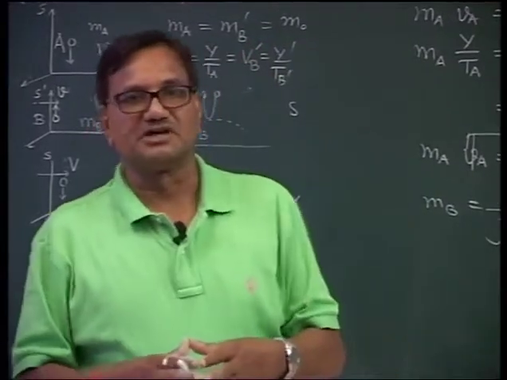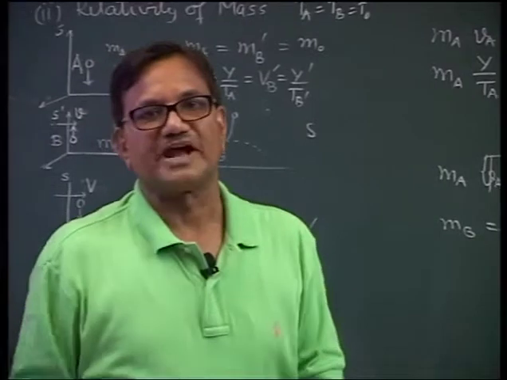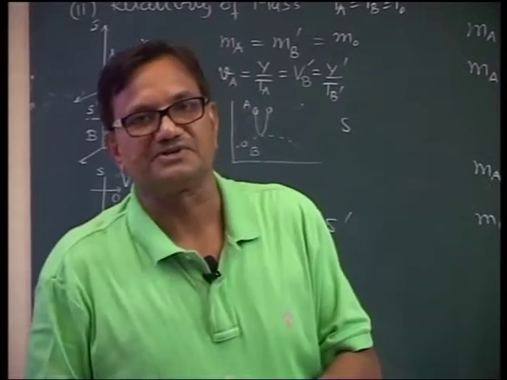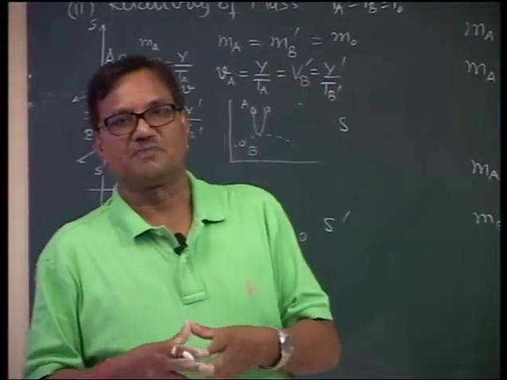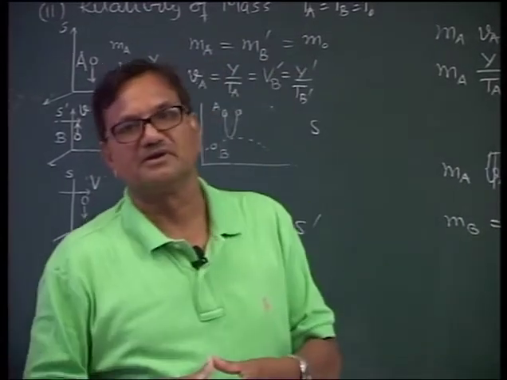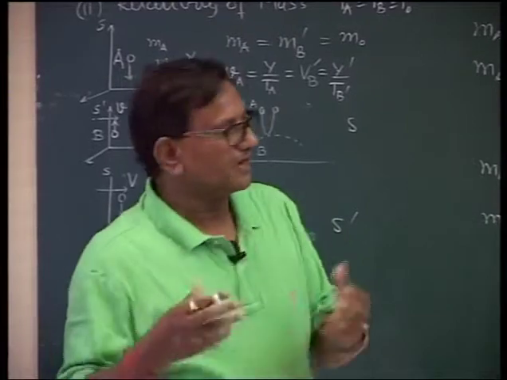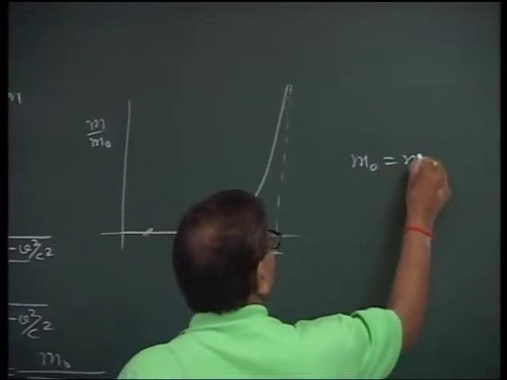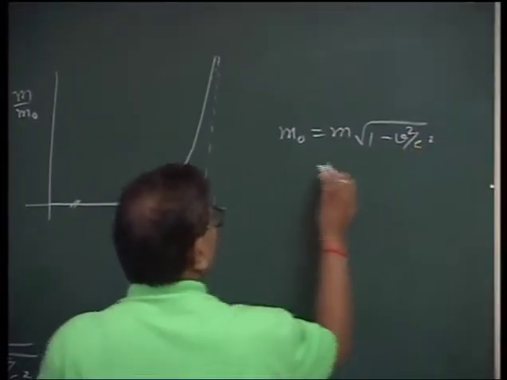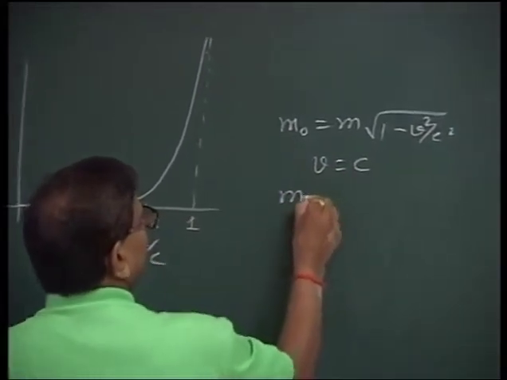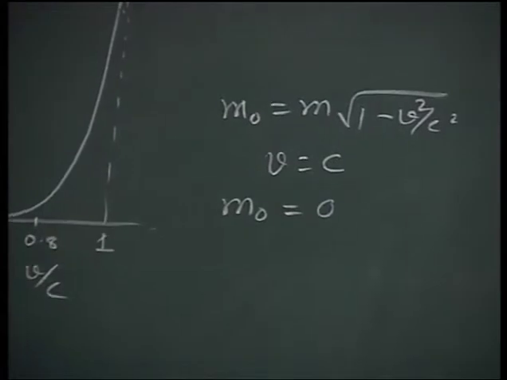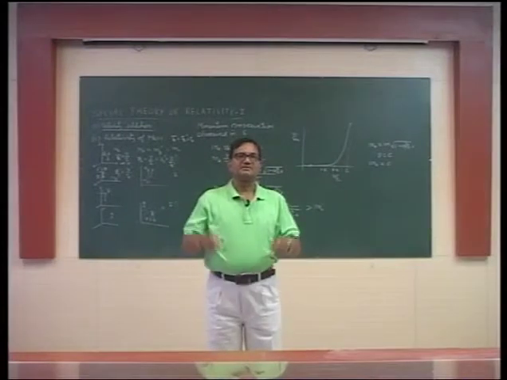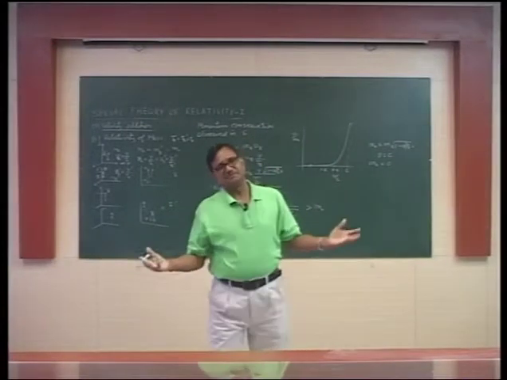So see that the third pillar of Newton has also fallen down. That means the classical relativity is not acceptable at very high speed, when velocity of a material particle is approaching c. One very important thing here, see that m0 is equal to m under root 1 minus v square by c square. If v equal to c, m0 is 0. That means if a particle moves with the speed of light, it must have rest mass 0.